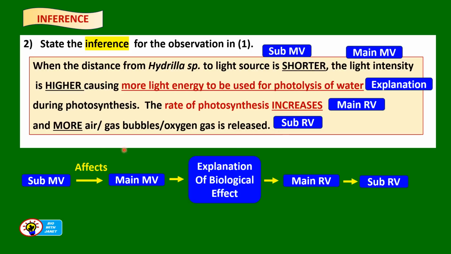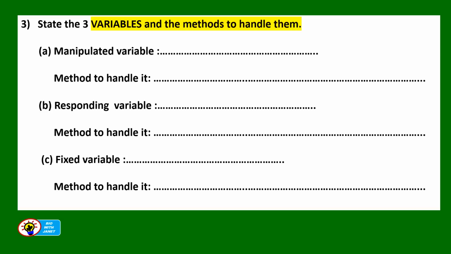Okay, so you have mentioned all the MV and RV in this experiment, and you have linked them together in the right sequence to show the effect of the sub MV finally on the sub RV. Okay, so this is the explanation. Main MV affects the main RV, and how does it affect main RV? Must mention. So this is a super duper complete answer to get you your 2 marks or 3 marks.